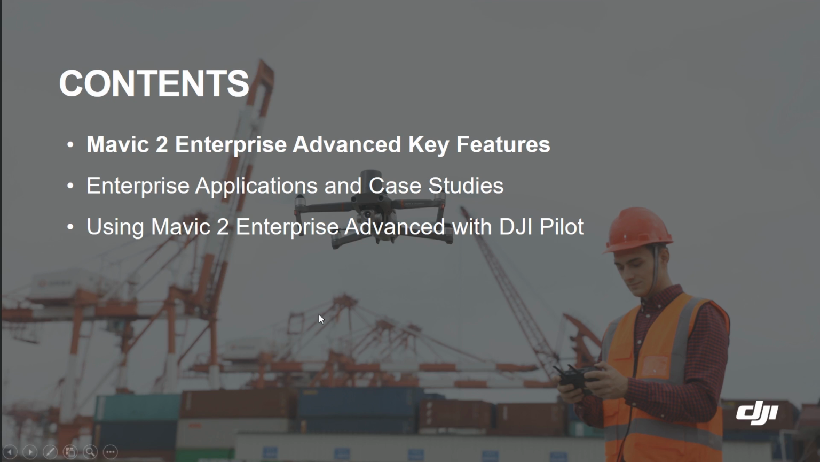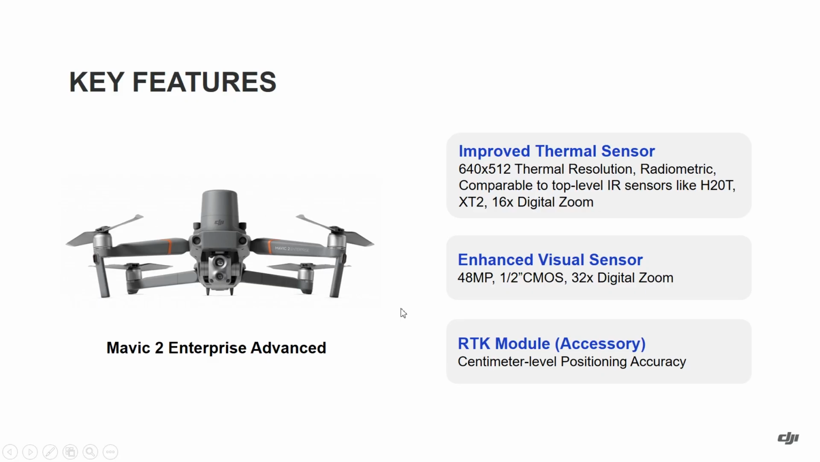First, let's take a look at the 15-second video that will give you a glimpse of this product. So based on the well-received Mavic 2 Enterprise series, DJI has brought out the new Mavic 2 Enterprise Advanced with revolutionized imaging capabilities and also positioning accuracy, as well as other performance upgrades.